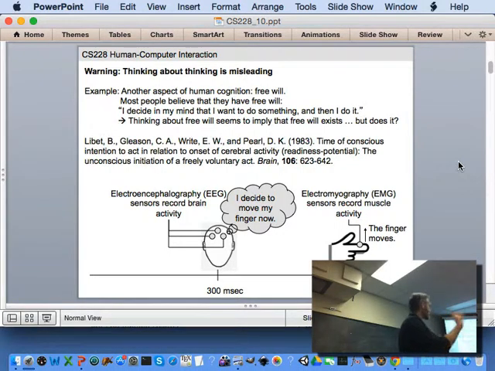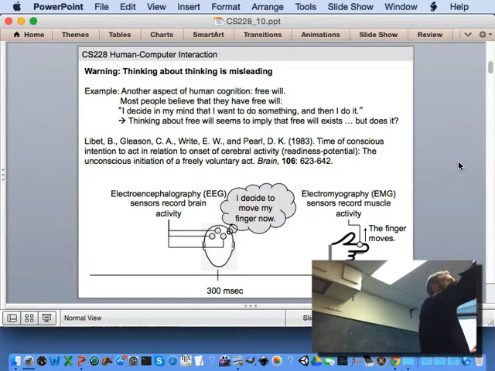These participants were invited into a room. They were asked to look at a clock, and there was a moving red dot that moved around the surface of the clock. And they were asked at any time they wanted to decide to move their finger. When they made that decision, they had to actually move their finger. So you couldn't cheat by thinking, I'm going to move my finger and then not move it, assuming everybody agreed to that and followed those instructions.